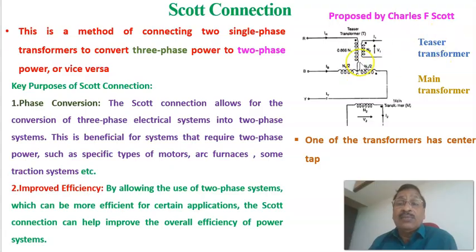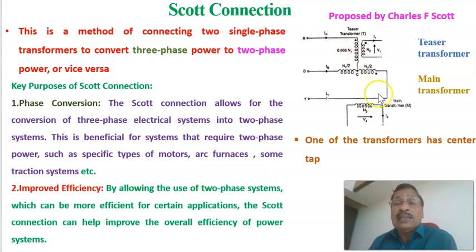They are connected in this fashion so that one end of the teaser transformer is connected to the middle of the main transformer. And regarding the number of turns, if N1 is the number of turns of the main transformer, this is N1 by 2 and N1 by 2, total number of turns equal to N1. At the middle point the teaser transformer is connected, and the number of turns of the teaser primary winding is 0.866 N1.